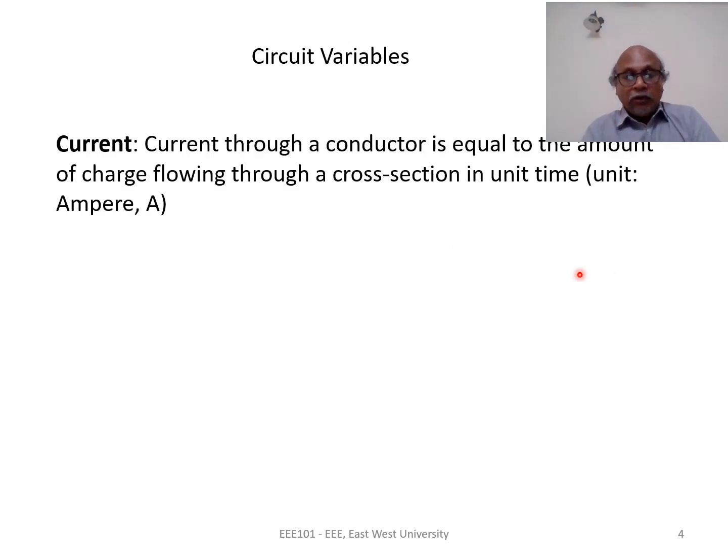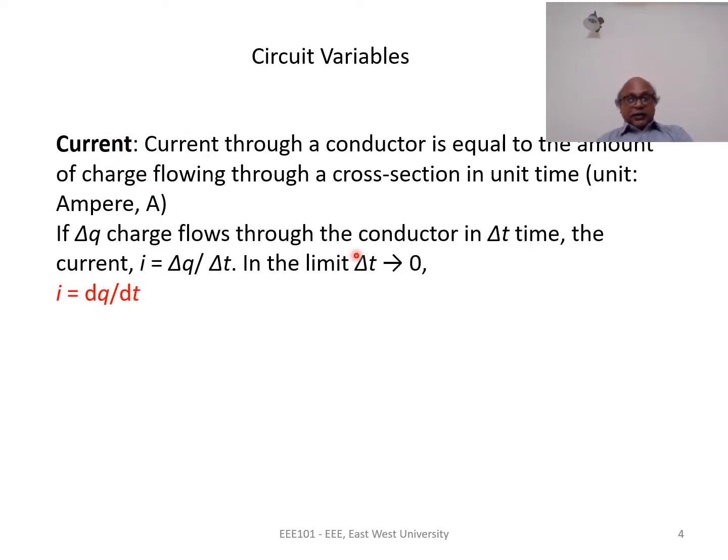Okay, now let's talk about current. Current through a conductor is equal to the amount of charge that flows through the cross section of the conductor in 1 second time. The unit of current is ampere, which is represented by the letter A. Mathematically, if ΔQ charge flows through the conductor in ΔT time, the current I is ΔQ over ΔT. In the limit, when ΔT is infinitesimally small, the division becomes a derivative.